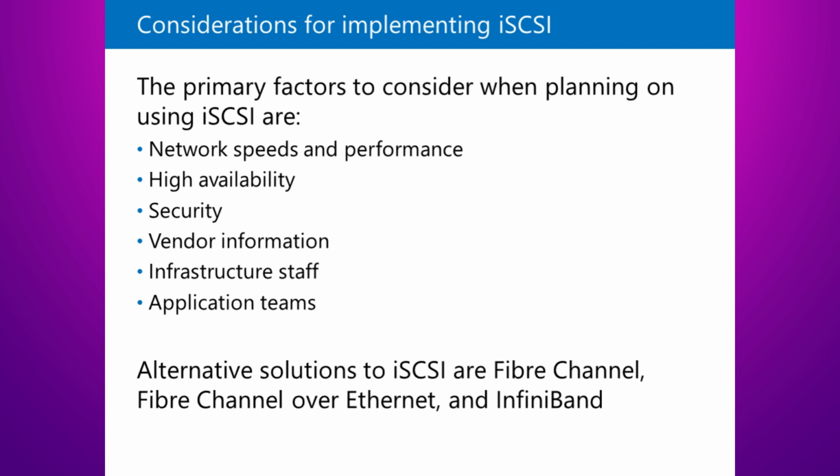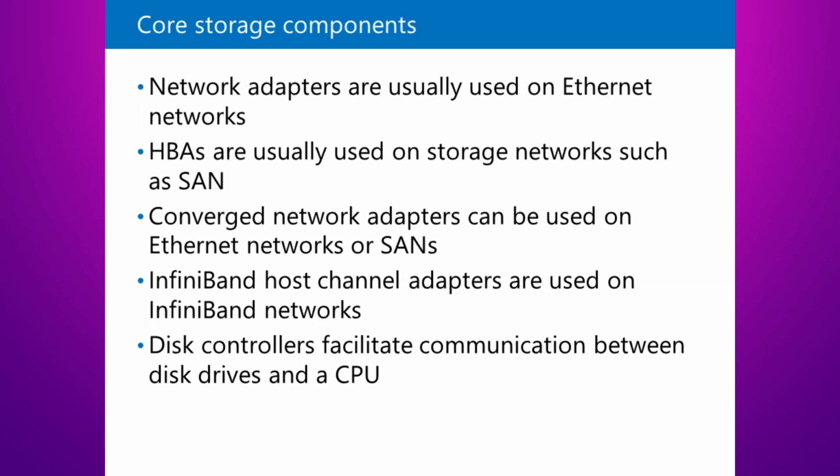In addition to looking at the infrastructure and teams, you also need to investigate competitive solutions to see if they better meet your business requirements. The primary iSCSI competitors are Fibre Channel over Ethernet and InfiniBand. In a storage infrastructure, several types of adapters and controllers comprise a storage system's physical foundation, including network adapters, HBAs, converged network adapters, InfiniBand host channel adapters, and disk controllers.